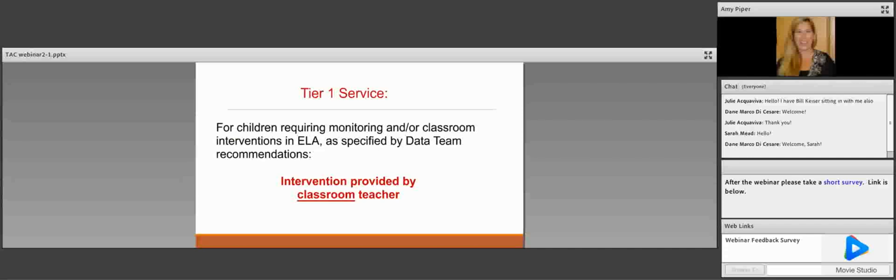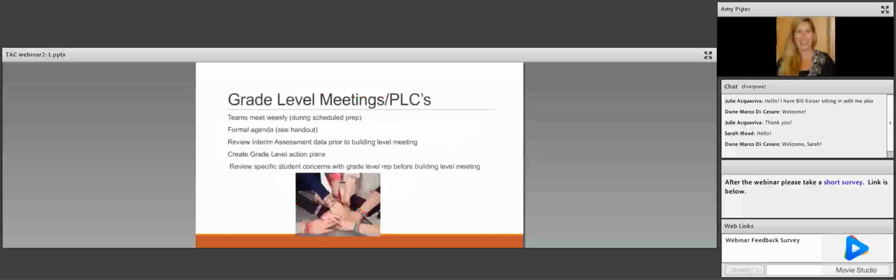So for Tier 1 services, these are children requiring monitoring or just regular classroom interventions in ELA. Those interventions are provided by the classroom teacher. Those are students that are within the average range. You might need to tweak, differentiate per skill, per day, but typically most of the students can receive the general classroom instruction with minor interventions.